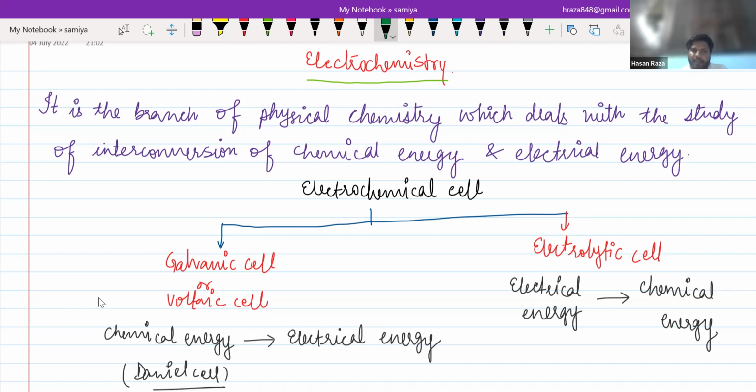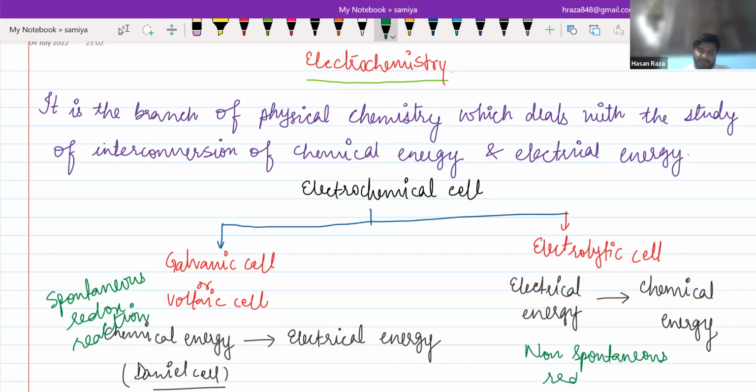in this galvanic or voltaic cell, a spontaneous redox reaction takes place. In both the cases, there will be a redox reaction in both the cells, but in galvanic or voltaic cell, there will be a spontaneous redox reaction. That means it will occur on its own. But in electrolytic cell, it is a non-spontaneous redox reaction. That means it will require an external agent to carry this reaction or to carry this cell. Okay.